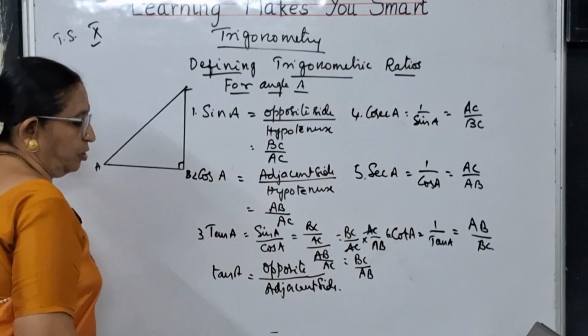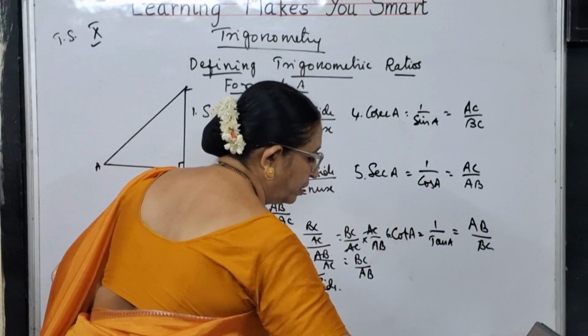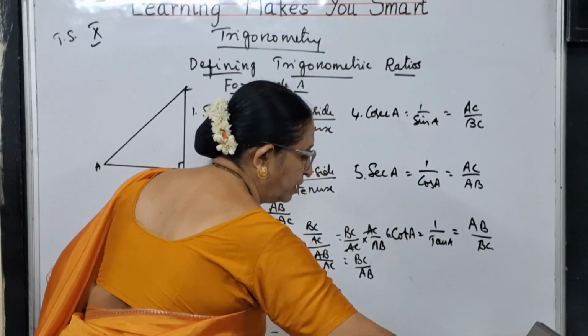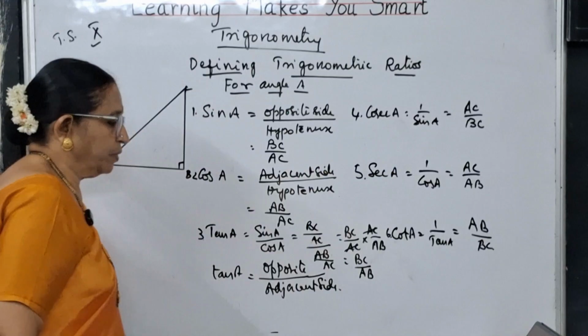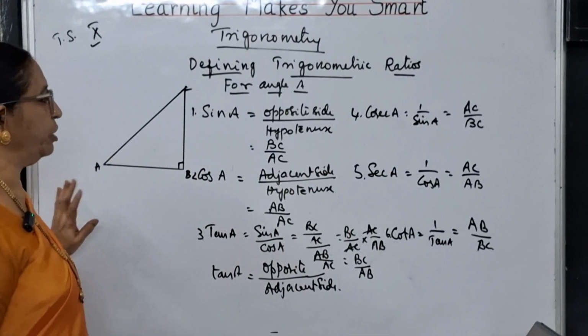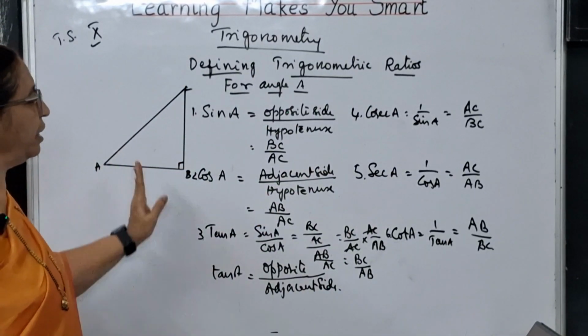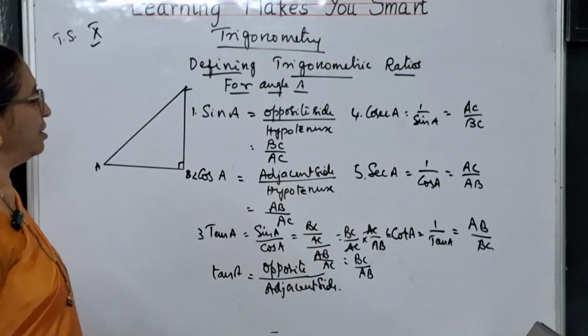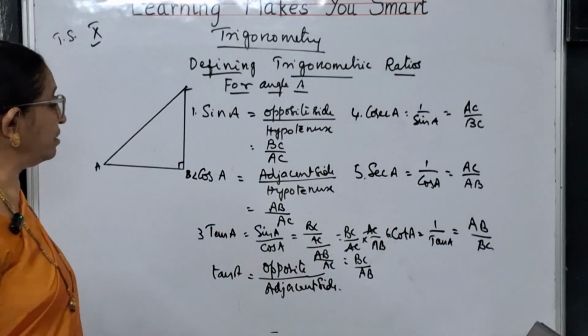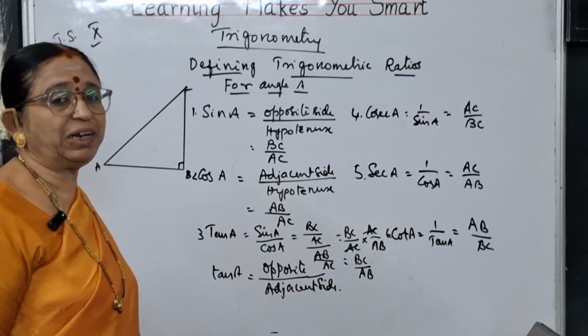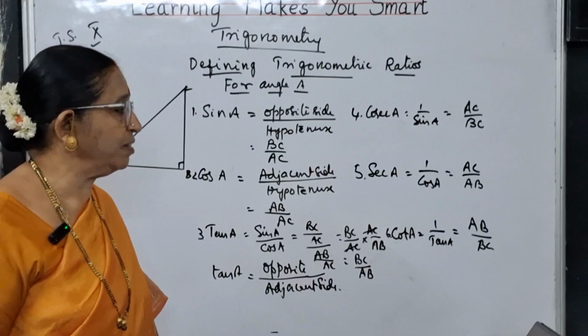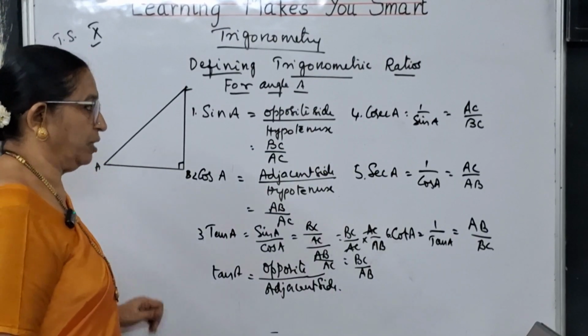So you should have a thorough knowledge of this, children. If you don't have this knowledge, you cannot do the problems of trigonometry. Trigonometry entirely is dealing with these six ratios. Various topics are there. It is a very, very interesting chapter. Please listen to it carefully.